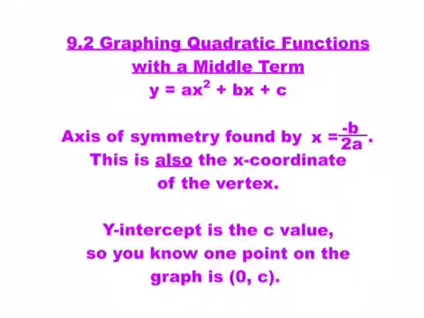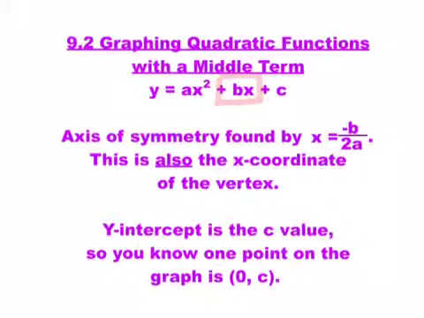Today, you guys will be learning lesson 9.2 on graphing quadratic functions with a middle term. These are different from the ones in 9.1, because 9.1 was y equals ax squared plus c, where the axis of symmetry was always your y-axis. These ones that have the middle term look like y equals ax squared plus bx plus c. They have that bx term in the middle.